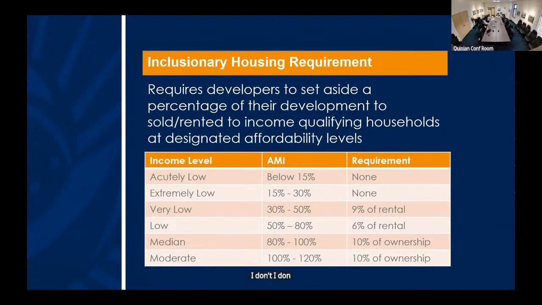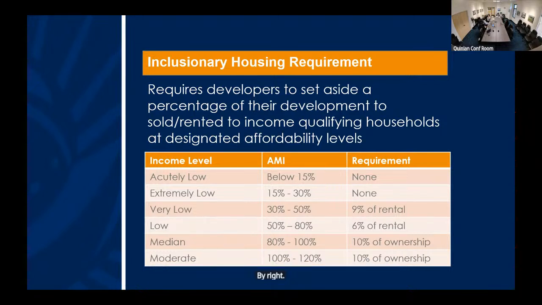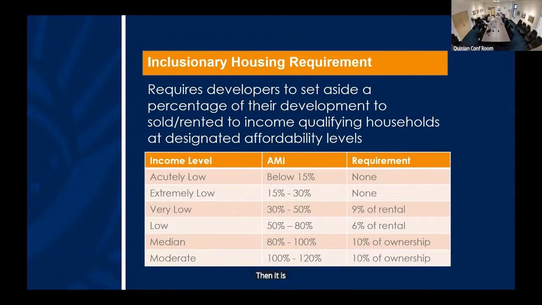It's been a long time since I was a planner, but the gist of it was that every single family home by state law has to be able to do either an ADU detached or a JADU attached. That is by right. And so, yes, there are some developments going on where it's a single family home that's a really, really big building, and that's their JADU. That's allowed by the state. But then the city is saying, hey, I have an extra unit, when it is not actually an extra unit, right? It's just like another living room.